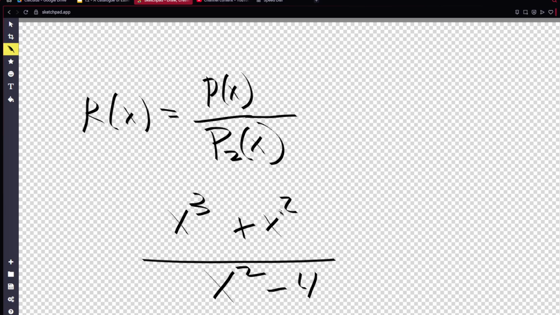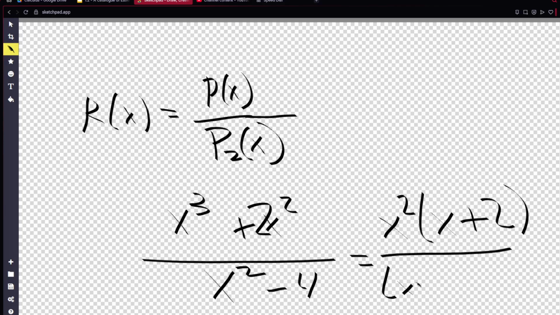X squared, x plus 4. Okay, so we can rewrite this as x squared times x plus 2, and we can rewrite this as x minus 2 times x plus 2. You can cancel these out. But the thing about rational functions is that they will always have an asymptote on the bottom.